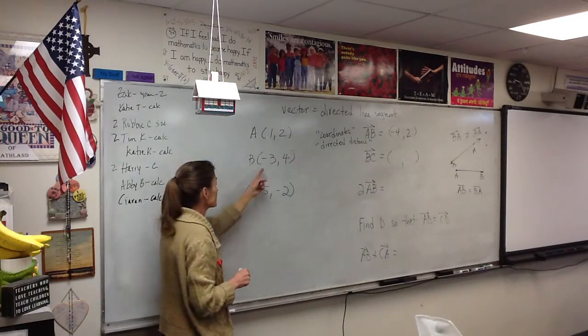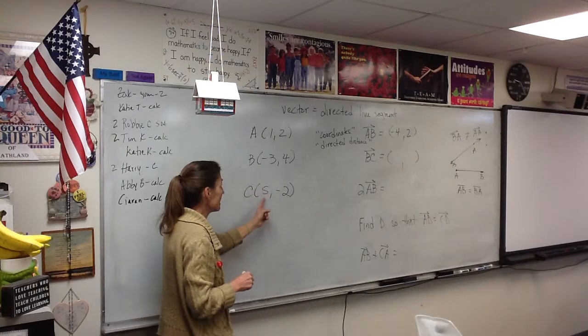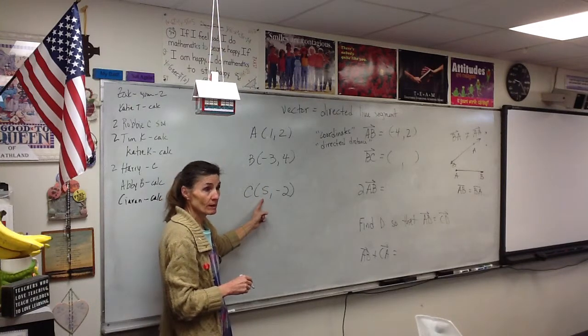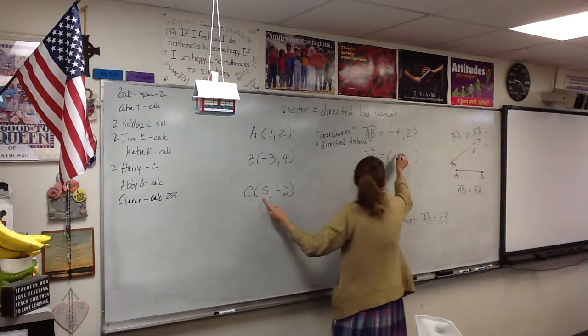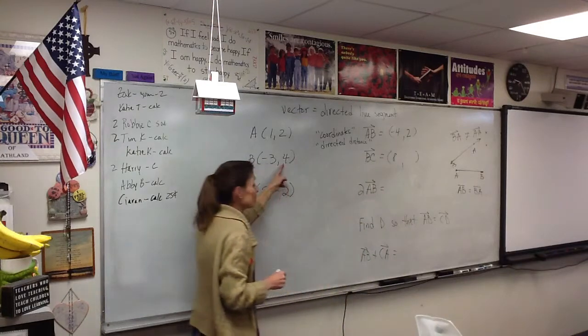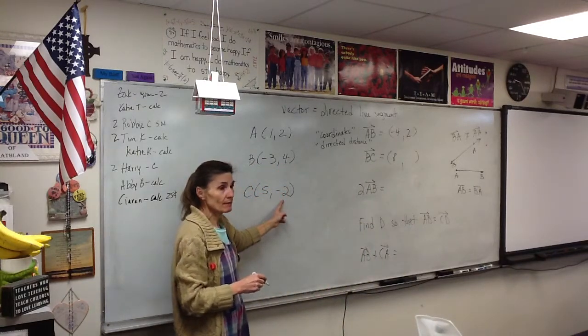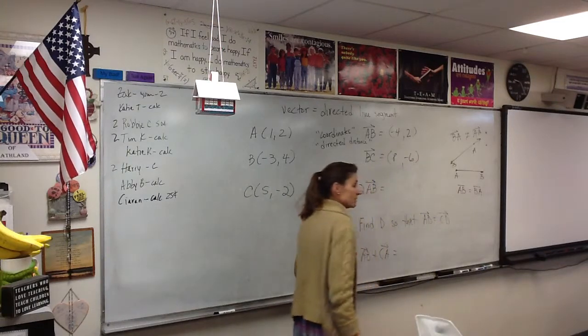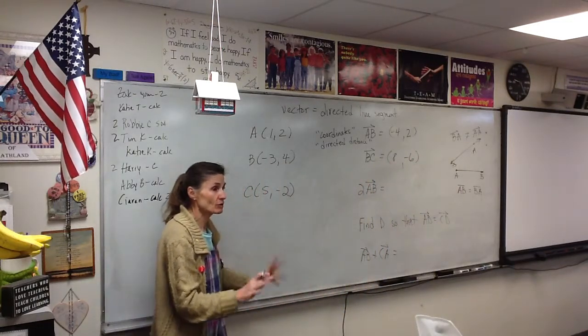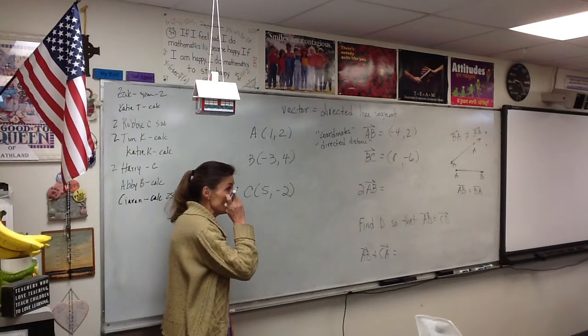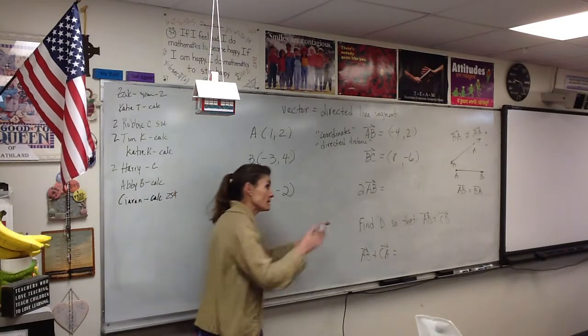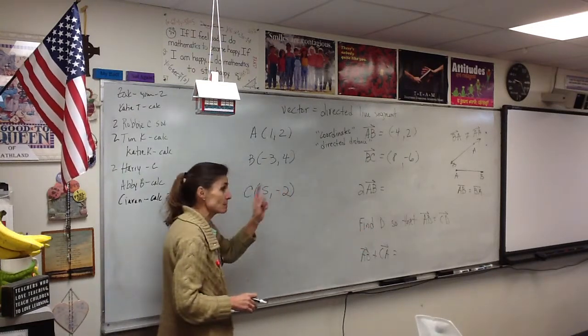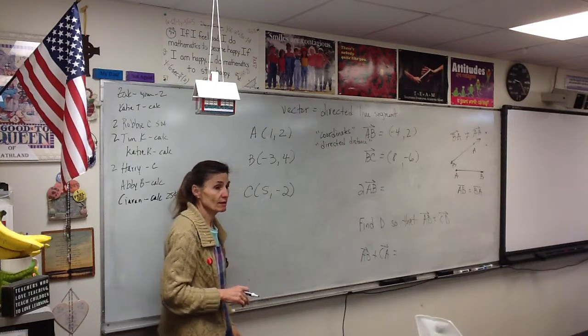That's important. It starts at -3 and ends at 5. That's 8. Starts at 4 and ends at -2. -6. Easy peasy, nothing to it. Those are the vector coordinates of directed distance. So if you know the starting and stopping point, you absolutely can find the coordinates of the vector.